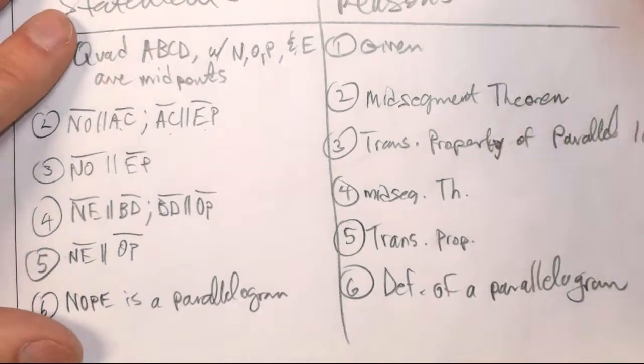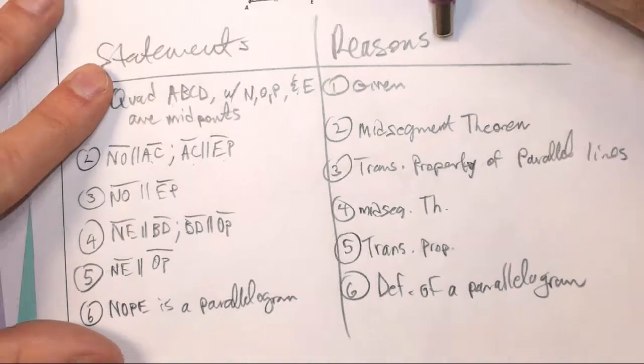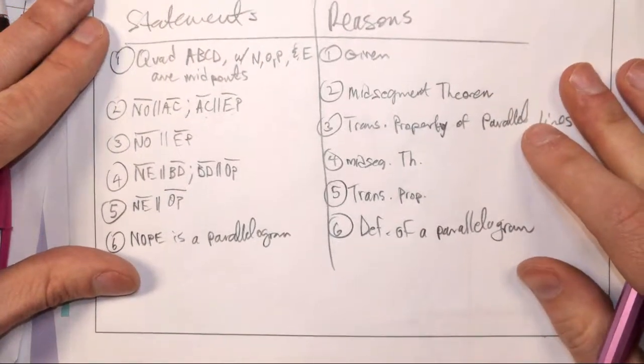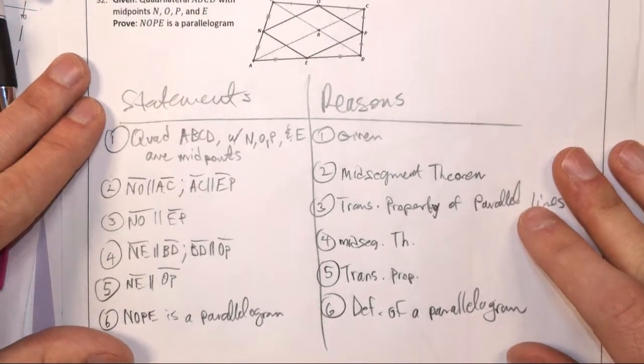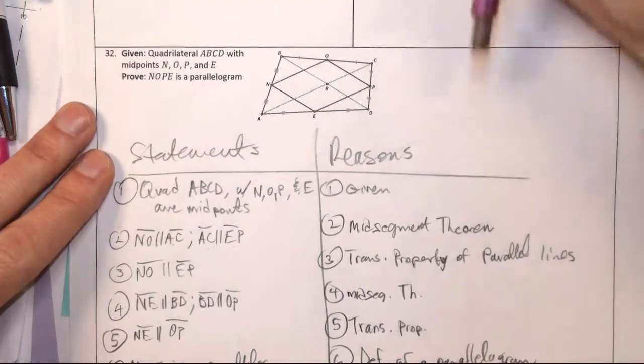I'm going to do a dramatic pan across this two-column proof. And then let's zoom in.